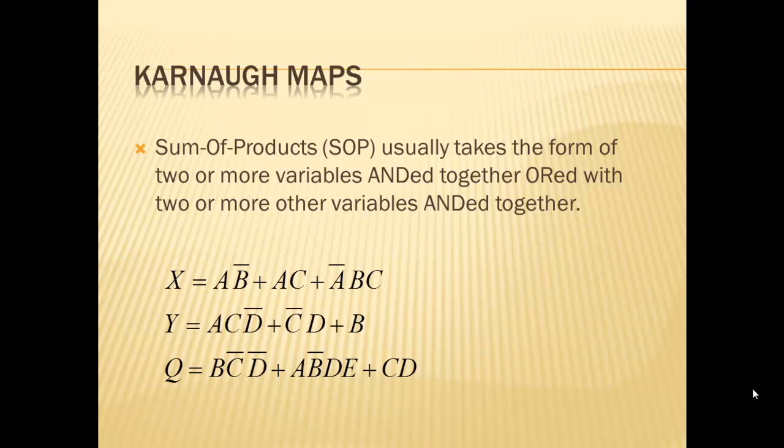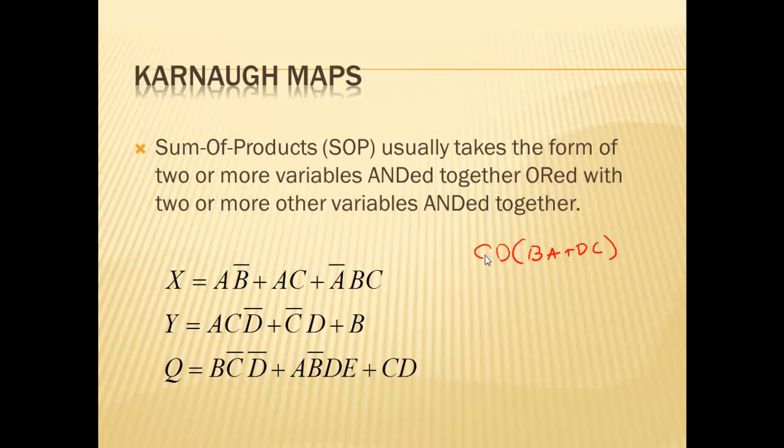Remember, sum of products, which I talked about a while back, is something ANDed together, ORed with something else ANDed together, ORed with something else ANDed together. It has to be this or this or this or this. It can't have parentheses and things like that. In other words, you couldn't have CD ANDed with B, A, or D, C. That's not sum of products. That's something different.